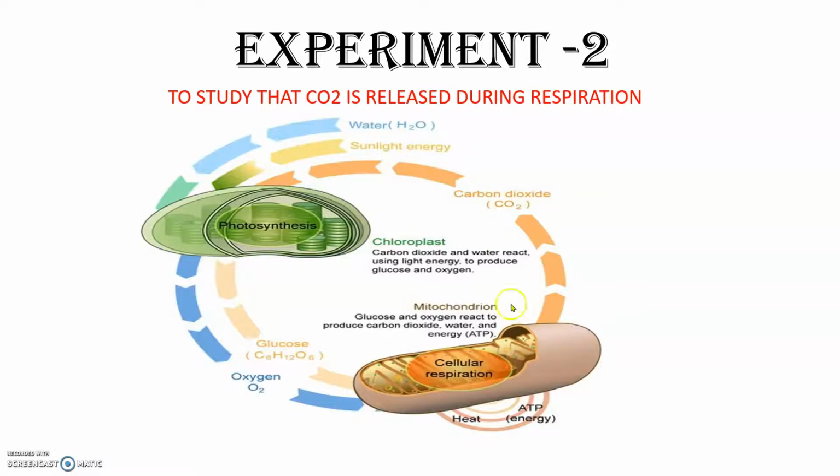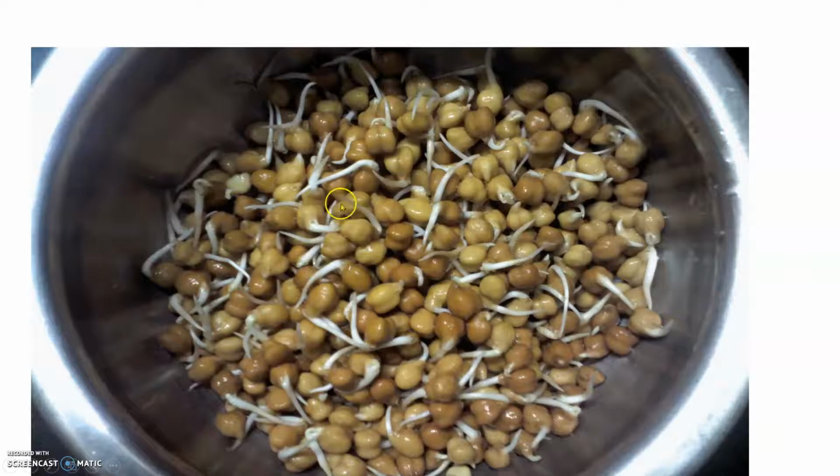If you all remember, mitochondria, which is called the powerhouse of the cell, is the site of cellular respiration, where the breakdown of glucose in the presence of oxygen takes place to produce energy, which is stored in the form of ATP. Now let's discuss the experiment that we are going to do to prove that carbon dioxide is released during respiration. For this experiment, I have taken first of all some germinated seeds.